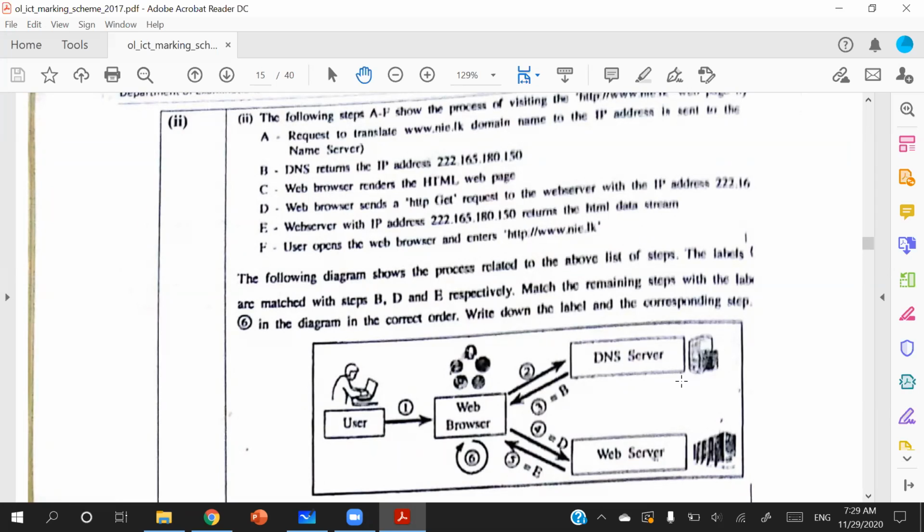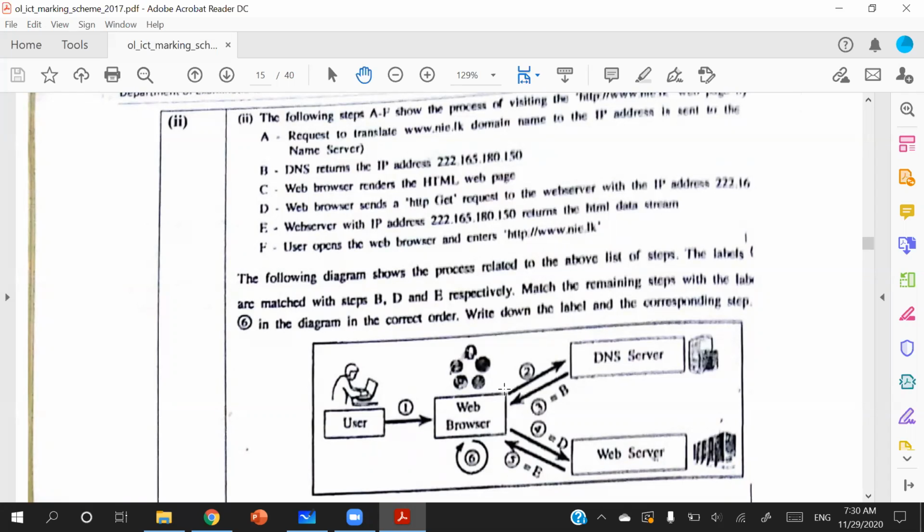User opens the web browser and enters http://www.nie.lk, right? So that's going to be the first one. And the second one: once the web browser receives a domain name, it does not understand that domain name, and they only know IP addresses to communicate with computers. So the browser sends that domain name to the DNS server to get resolved, mapped to the particular IP address. The DNS will inform, okay, this is the IP address for the domain name that you have sent to me, right?